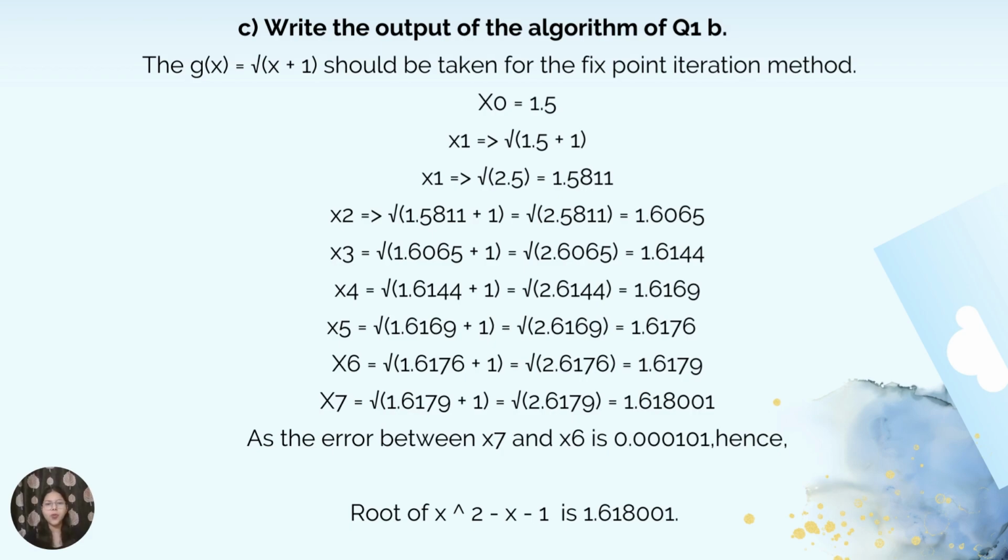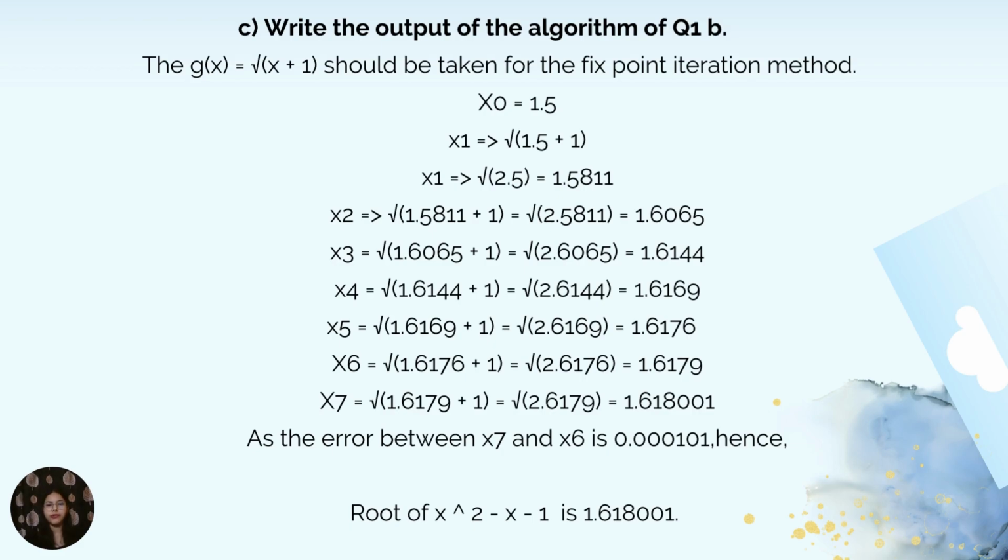Part C. Write the output of the algorithm of question 1, part B. The g of x equal to root of x plus 1 should be taken for the fixed point iteration method. We'll take x0 is equal to 1.5, which is a median value. Then x1 is equal to root of 1.5 plus 1.